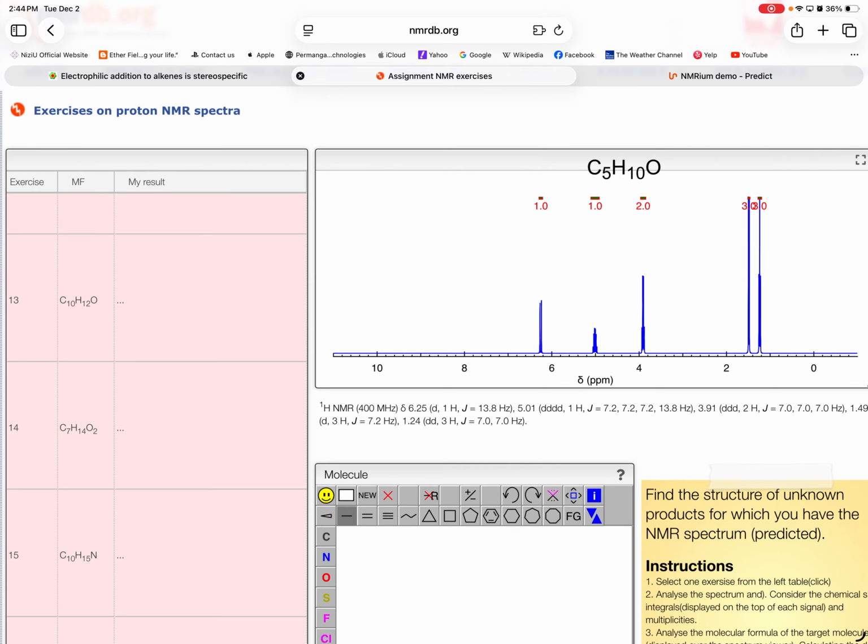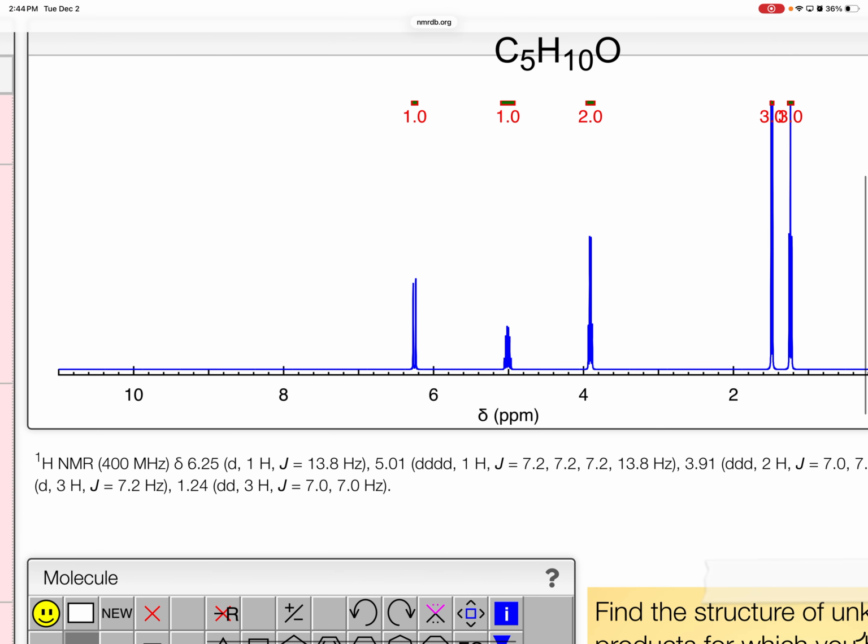All right. Now the question is putting everything else together. Okay. So what's this peak at 4? That's going to be relatively close to what kind of element? Oxygen. Good. All right. How many hydrogens do we see there? 2. So now the question is, where is the oxygen?